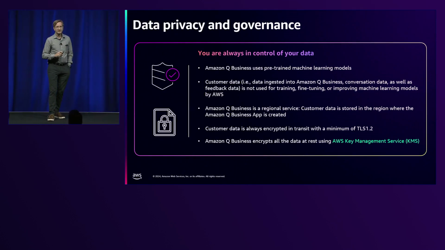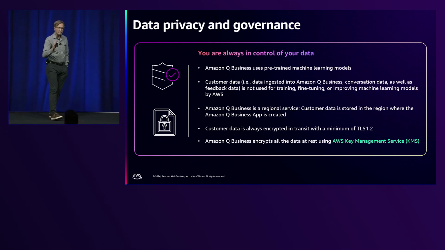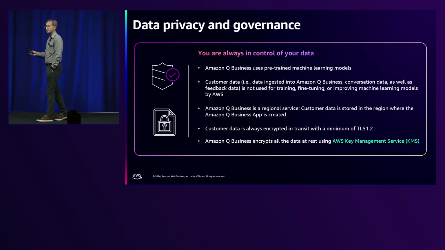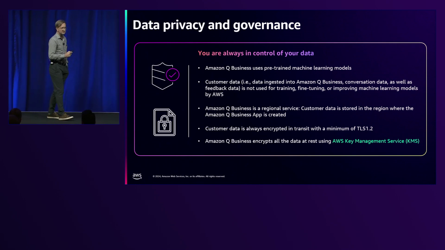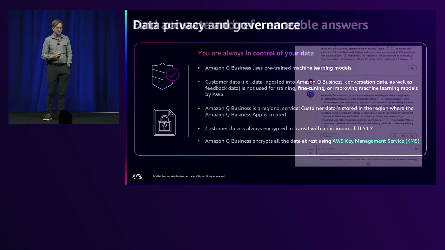Again, from a data privacy and governance perspective, with Q Business, you are always in control of your data. Customer data, again, is never used for training, fine-tuning, or improving machine learning models by AWS, ever, using Q Business. Again, customer data is encrypted in transit and at rest, and you can use AWS Key Management Service keys, customer managed keys, in order to make sure your data is kept private and secure.